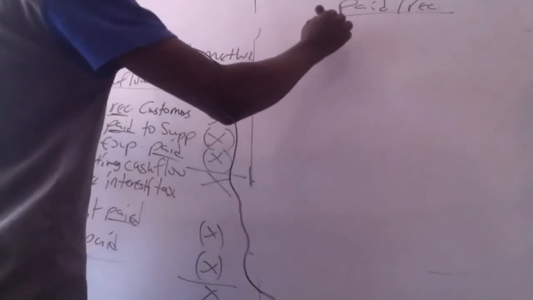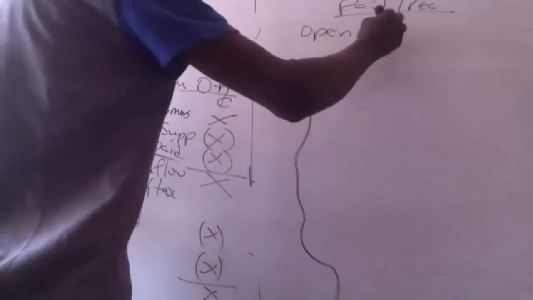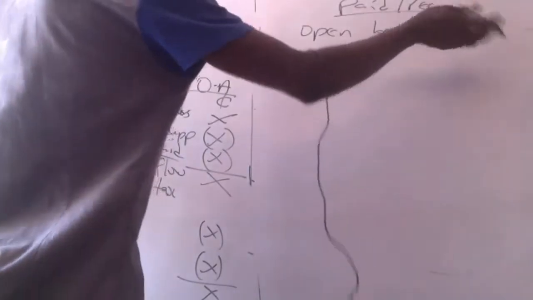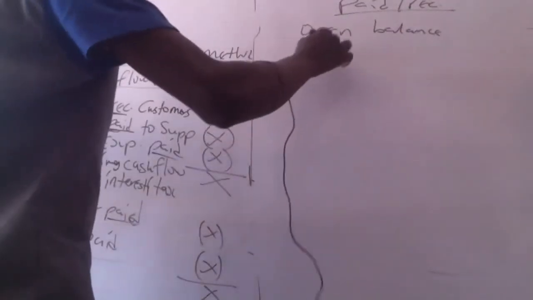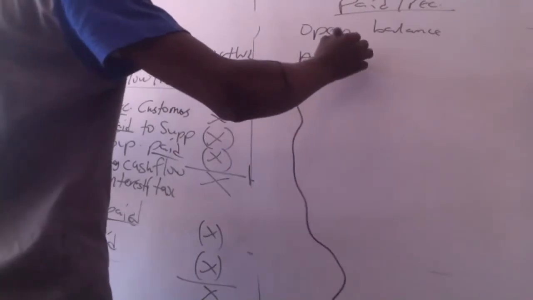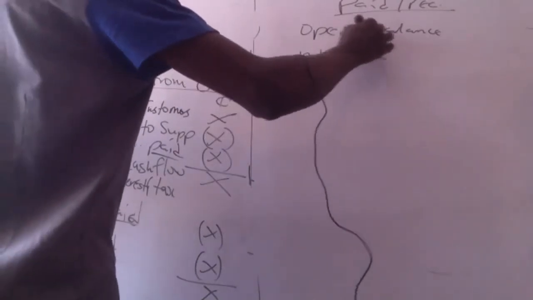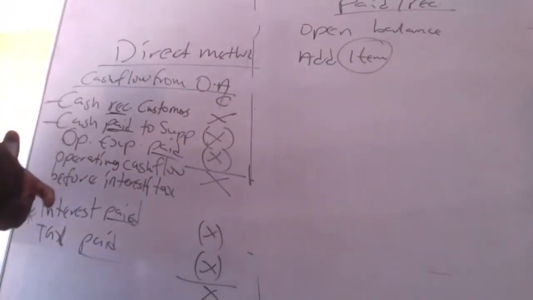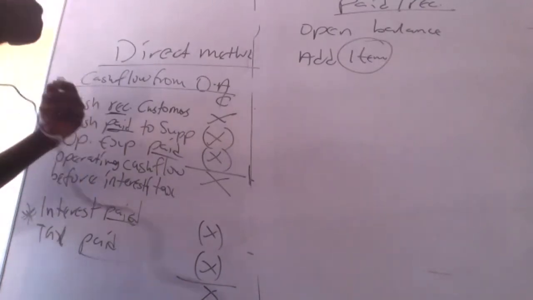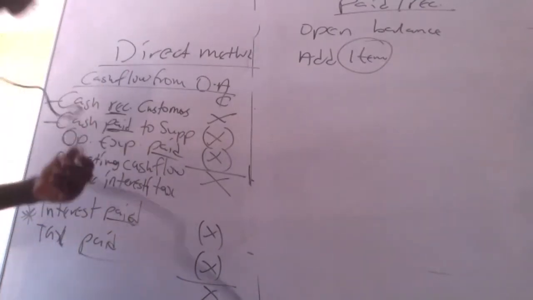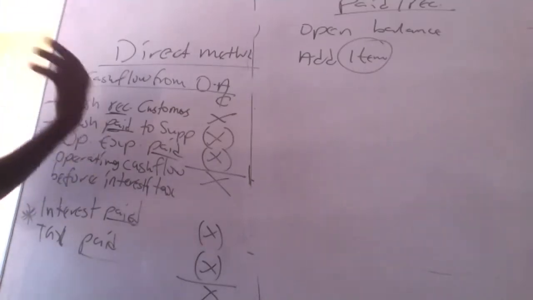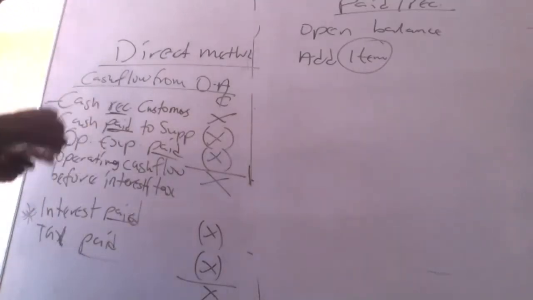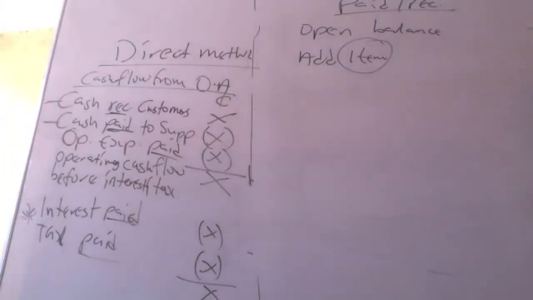Bring the open balance of that item. Where can you get the open balance? Go to the financial position. Add that item to it. What can cause that? For instance, if it is cash received from customers, what can cause cash received from customers? Credit sales. Yes, because if they don't buy from me on credit, I may not be able to get the cash received from customers. So that is the total cash received from customers.